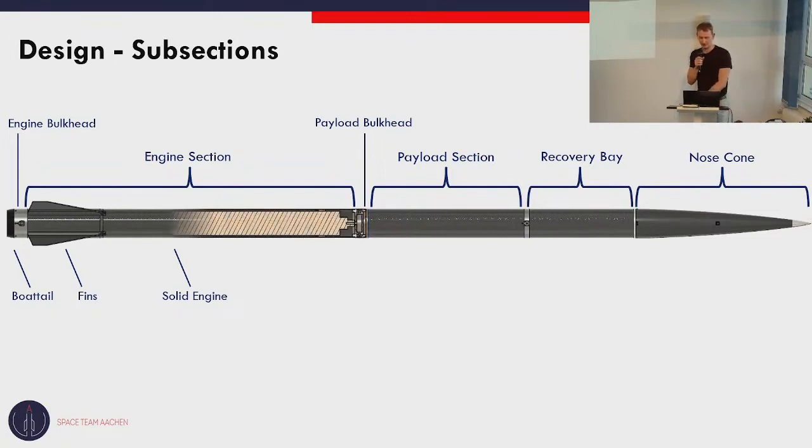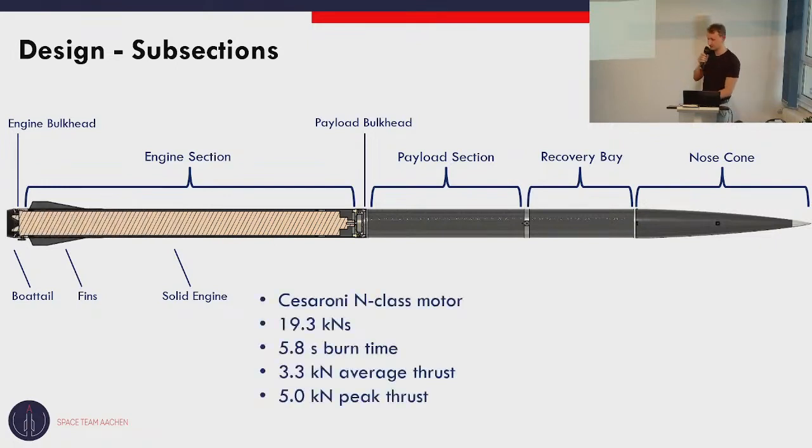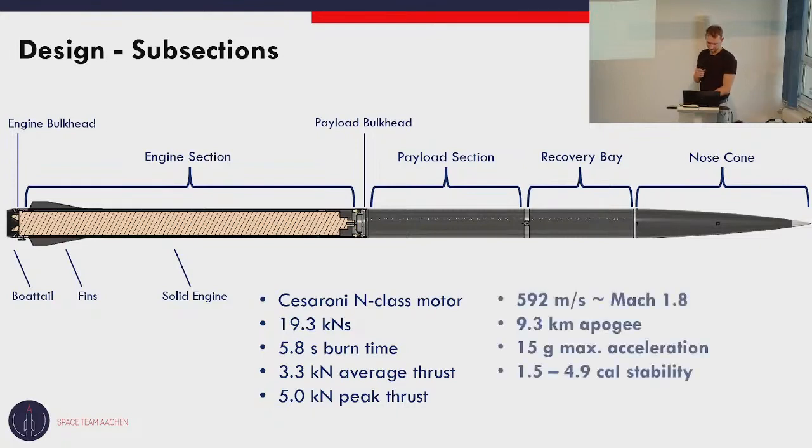So next up, some details on the motor. We have a Cesaroni N-class motor with approximately 19 kilonewton seconds total impulse, 5.8 seconds burn time, and 5 kilonewton peak thrust. That will lead to a velocity of approximately Mach 1.8. We will reach an apogee of 9.3 kilometers and a maximum acceleration of 15 g. We will also have a stability of between 1.5 and 4.9 calibers, so therefore we meet the requirements I mentioned.